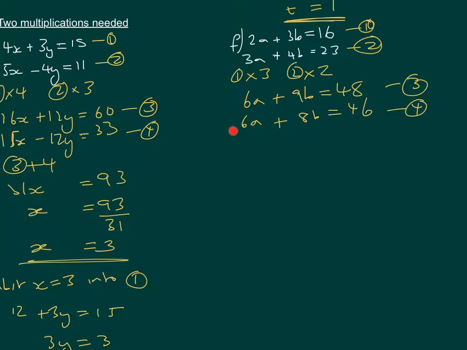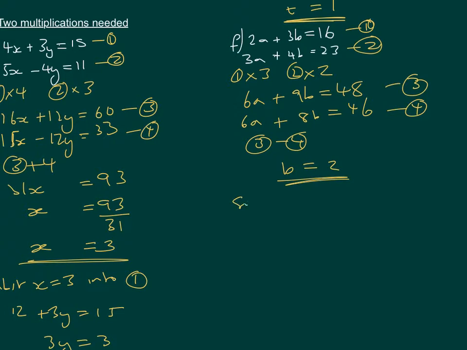Because they've both got the same sign, they're both positive, I'm going to subtract. 9b minus 8b will give us a positive answer of b, so I'm going to do 3 take away 4, which will leave us with b equals 48 minus 46, which is 2.